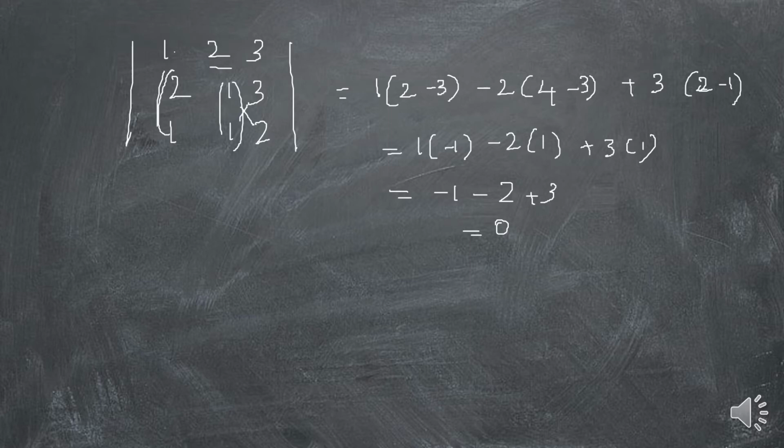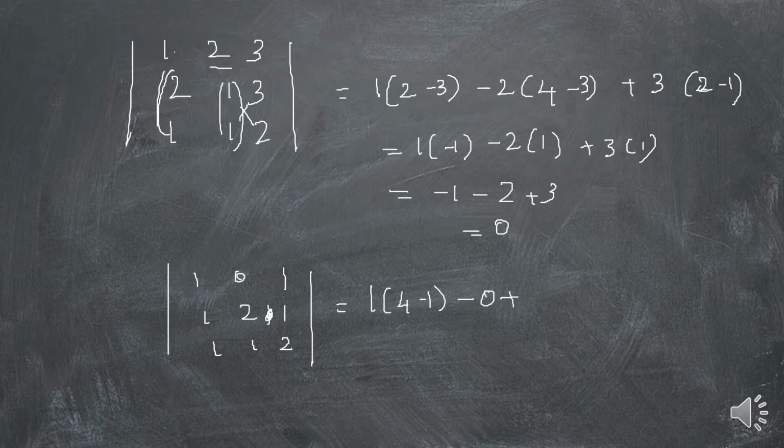Let me do one more problem: 1, 0, 1, 1, 2, 1, 1, 1, 2. For this it would be 1 into 4 minus 1, minus, again here it is 0, so the entire value is going to become 0, and then plus 1 into 1 minus 2, which would be 3 minus 1. So at last you will have 2.